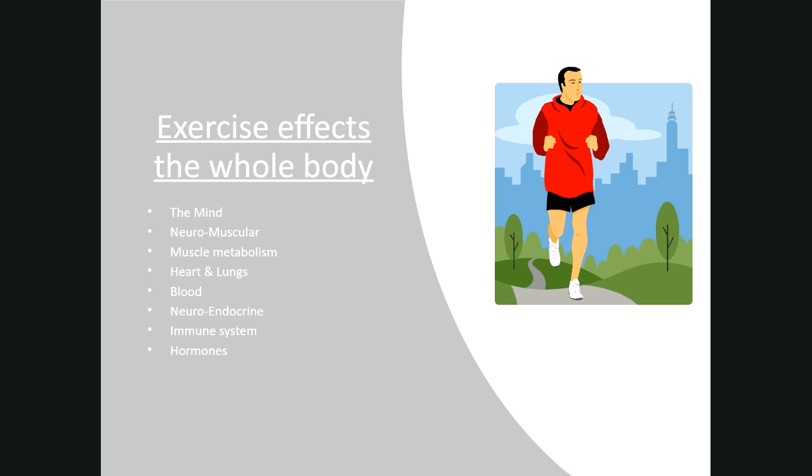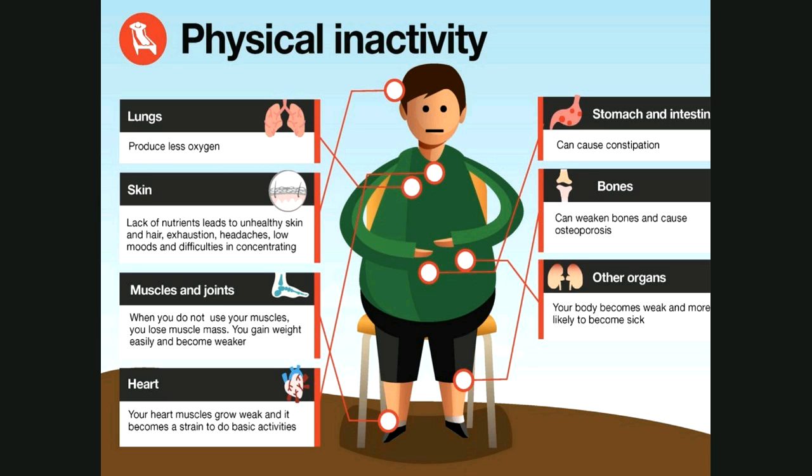So exercise is going to affect the whole body, effectively a system of systems. The mind says I need to move. That's going to stimulate the neuromuscular system, which will stimulate the metabolism of the muscle. Heart and lungs will get involved, pump the blood round. Neuroendocrine system gets involved. The immune system gets involved. And we've got some hormonal changes that happen with exercise. So it's a whole body thing. It's not just about the muscles.